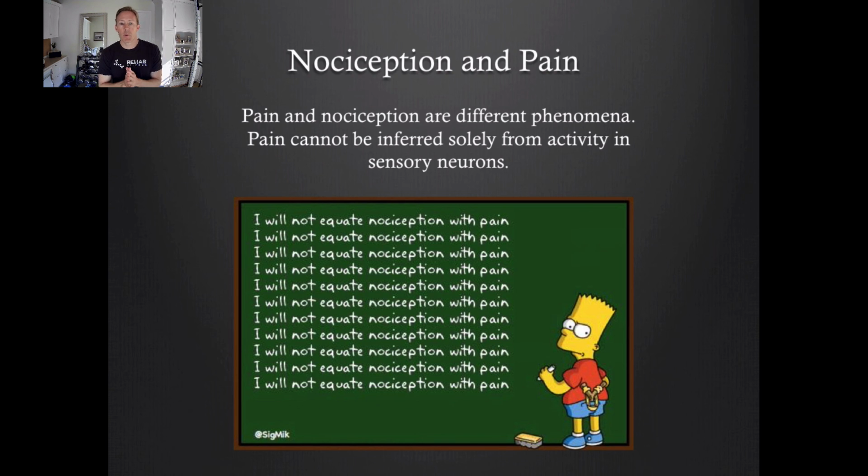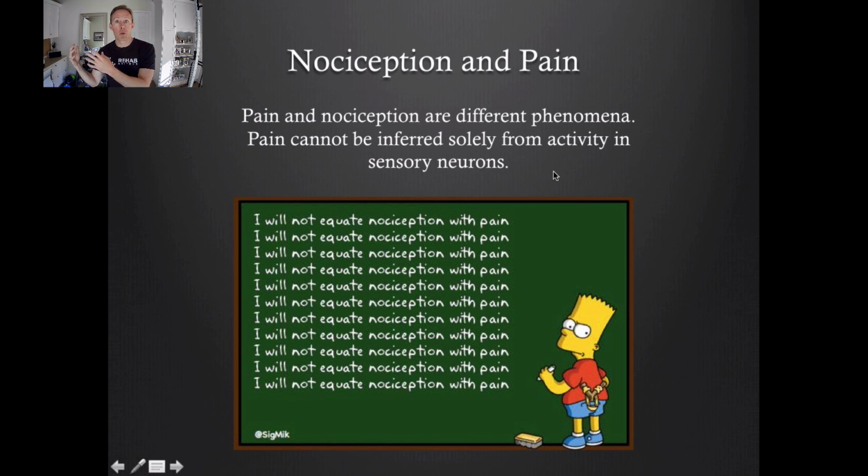So last, I just want to end with this last slide on nociception and pain. This is another sentence here from the International Association for the Study of Pain. Basically, pain and nociception are different phenomena. Pain cannot be inferred solely from the activity in sensory neurons. And just to bring this home, a little joke here from The Simpsons: I will not equate nociception with pain. So important to know that these things are different. Danger messages do not always l     lead to pain, and I really like this last sentence here. Pain cannot be inferred solely from activity in sensory neurons.